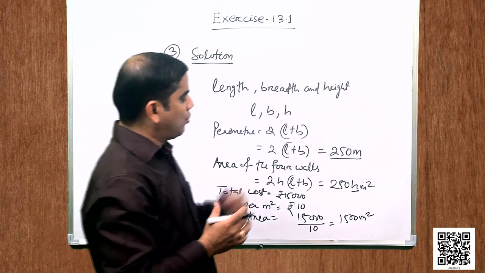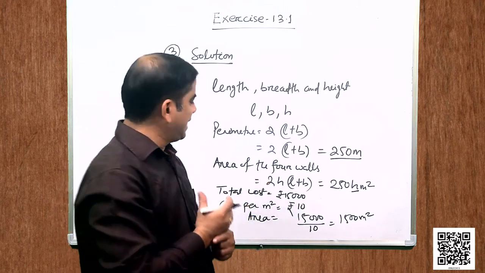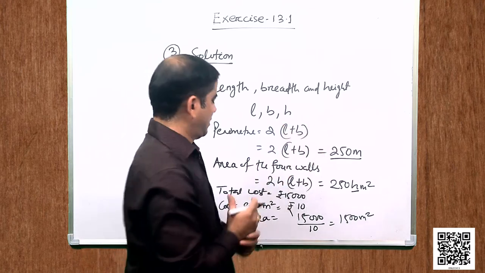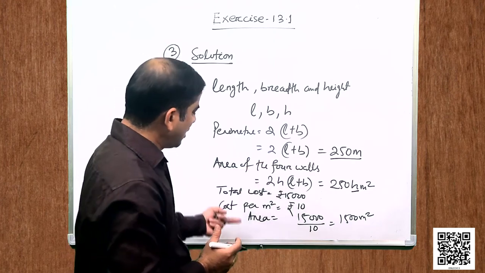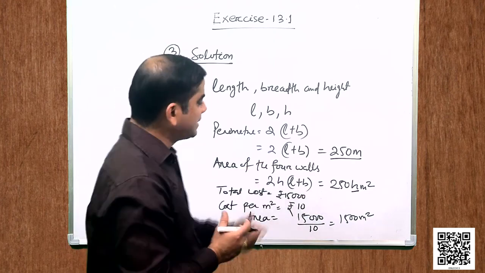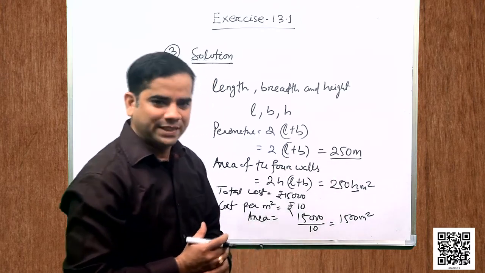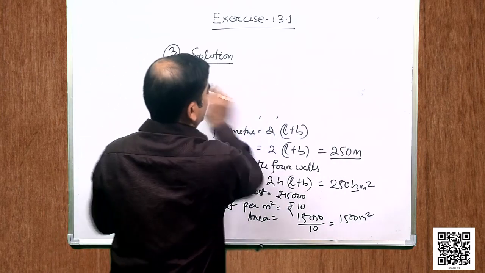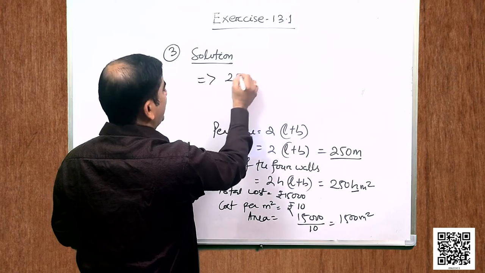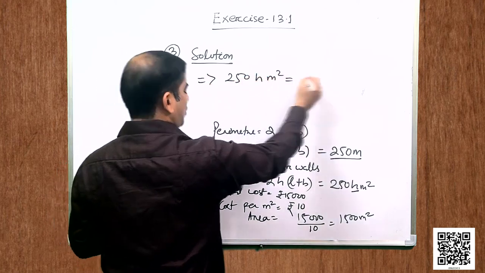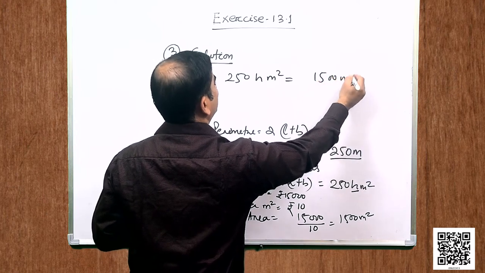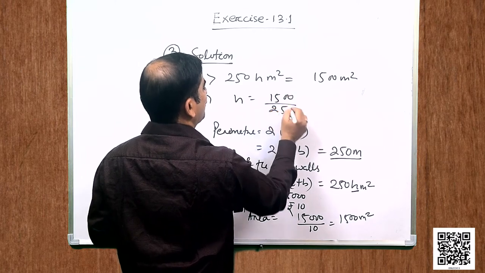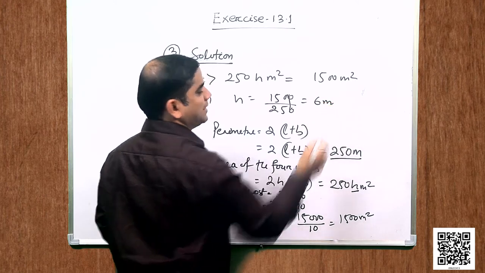So what we have found over here: 1500 meter square, and your 250 H meter square, the area of the four walls. Now we can equalize both of them, isn't it? How can we do it? So it implies that 250 H meter square is equal to 1500 meter square. That means H is equal to 1500 divided by 250, that is 6 meter.